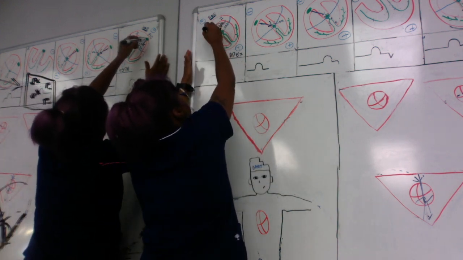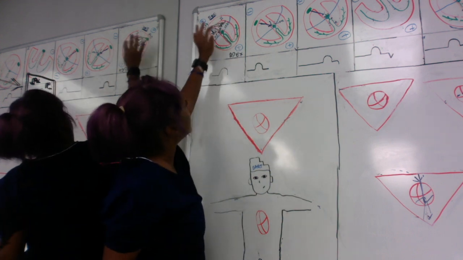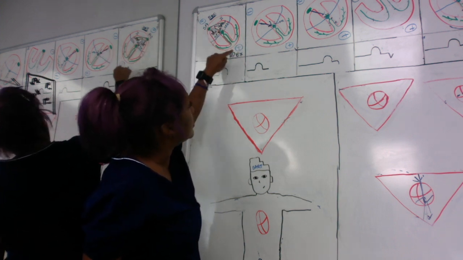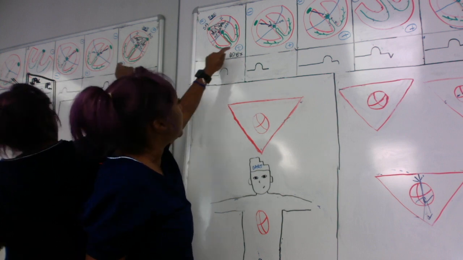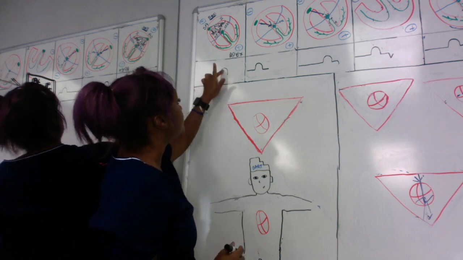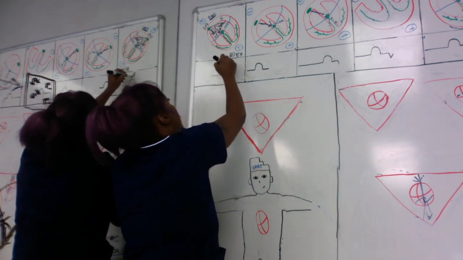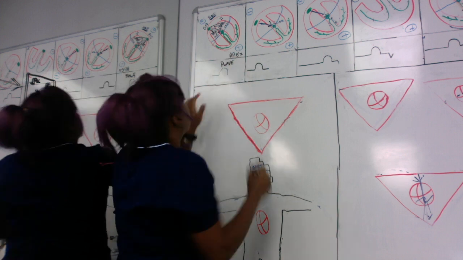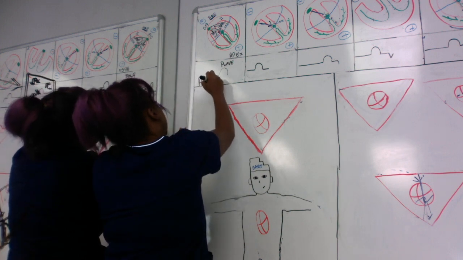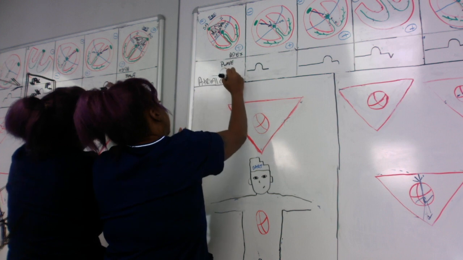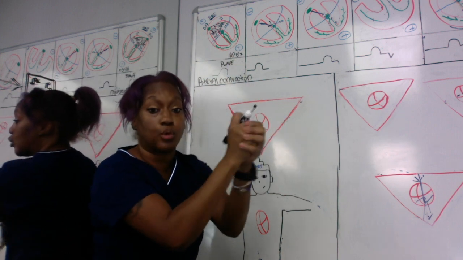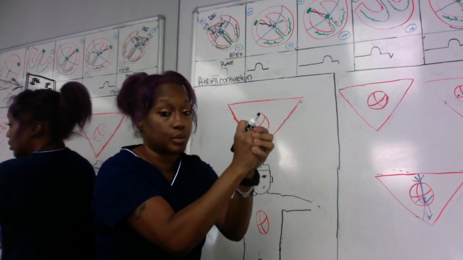This impulse is actually traveling to, yes, the AV node. But the impulse is traveling towards what? The positive electrode. So with that positive electrode, you are going to get a positive deflection. And this positive deflection is called the P wave. So the P wave represents atrial contraction. What does that mean? The atria is working.